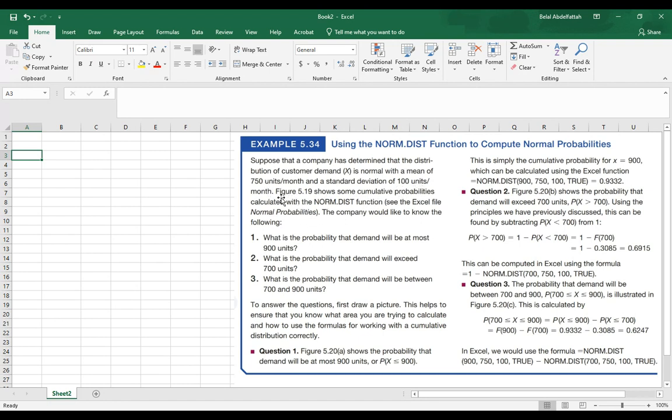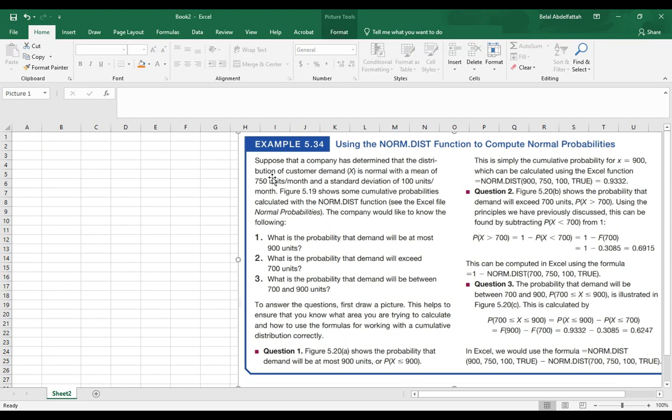Now, based off of that information, it says the company would like to know the following, and we have three different probability problems related to this scenario. Number one says, what is the probability that the demand will be at most 900 units? Number two, what is the probability that the demand will exceed 700 units? Number three, what is the probability that the demand will be between 700 and 900 units?